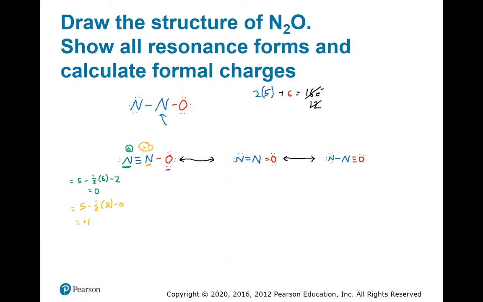And then for our oxygen here on the right, we can calculate its formal charge as the number of valence electrons in a neutral oxygen, which is 6. Subtract 1/2 times the number of bonding electrons, so 1/2 times, we have just a single bond here, so the total number of electrons there is 2, minus the number of non-bonding electrons. 3 lone pairs gives us 6 electrons there. And if you do all that in your calculator, you should end up with -1.